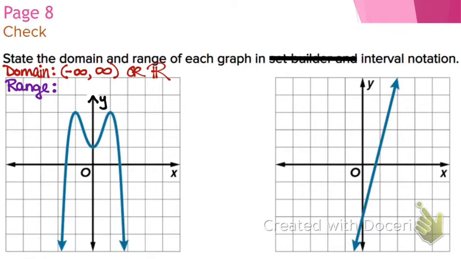Now we're going to do our range. Do I care about left and right anymore? Nope. Now I'm looking which ways? Up and down. Let's start with down. What do you notice about the bottom part of the graph? What do you see on the bottom of the graph?